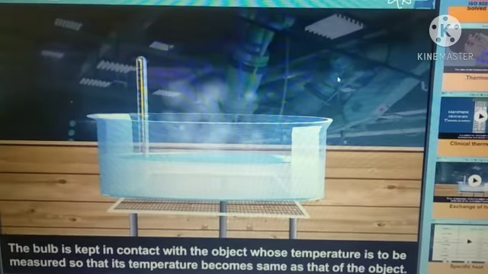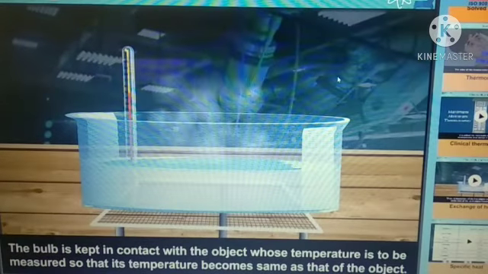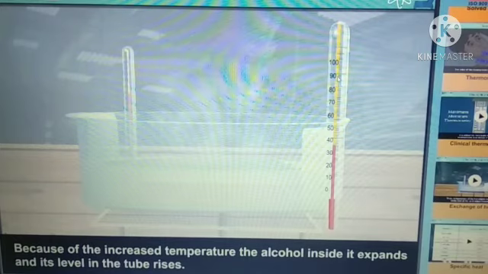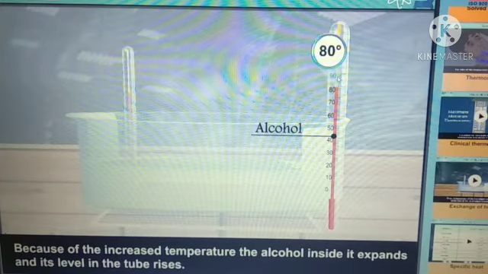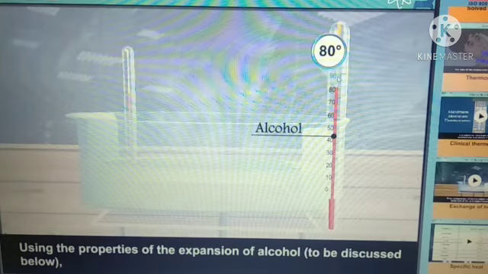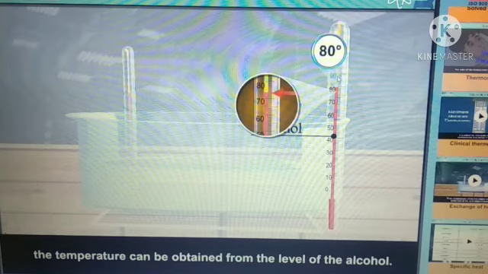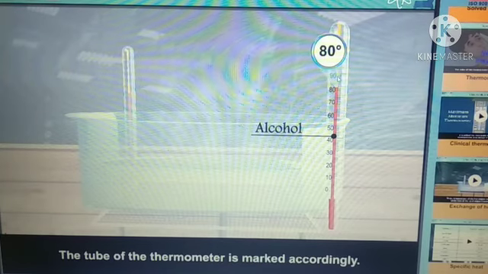The bulb is kept in contact with the object whose temperature is to be measured so that its temperature becomes the same as that of the object. Because of the increased temperature, the alcohol inside it expands and its level in the tube rises. Using the properties of the expansion of alcohol, the temperature can be obtained from the level of the alcohol. The tube of the thermometer is marked accordingly.